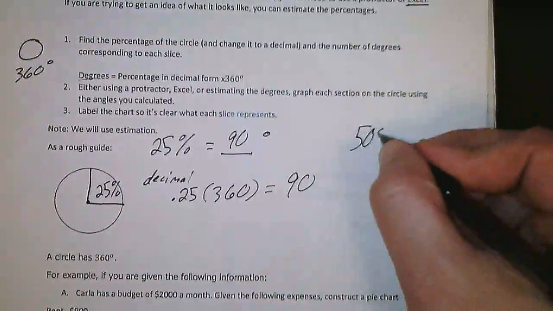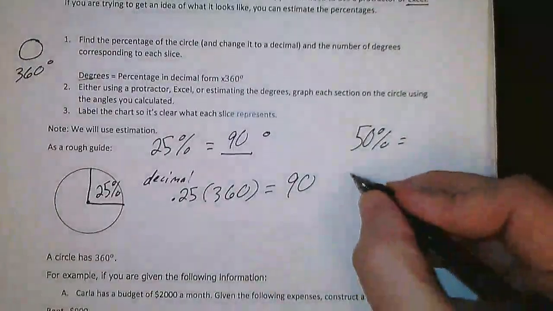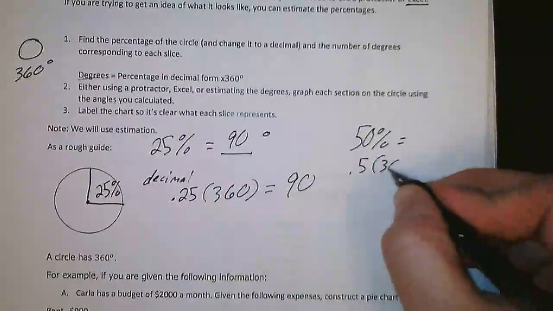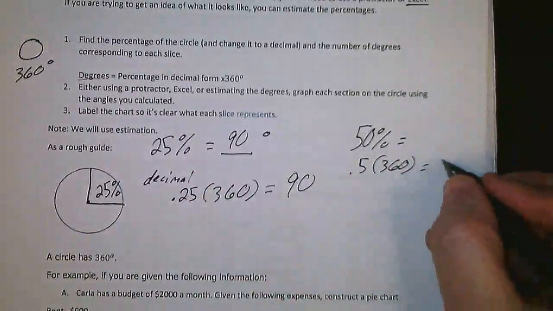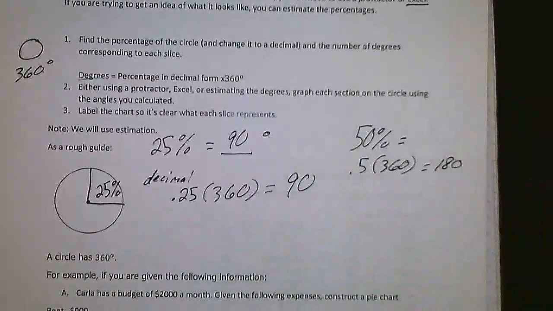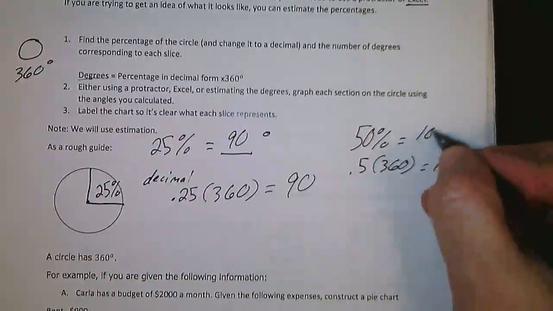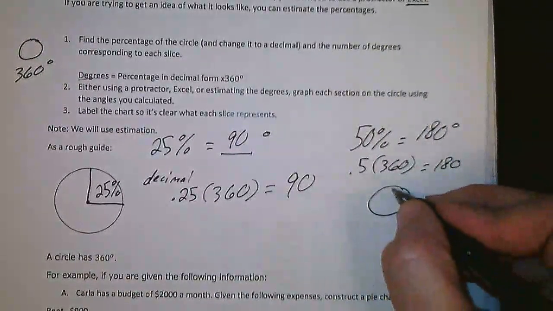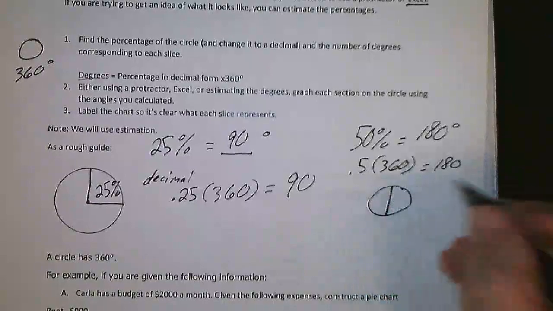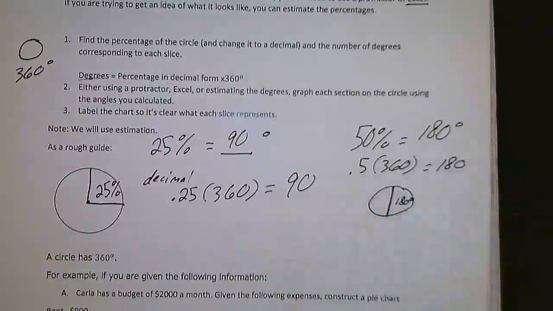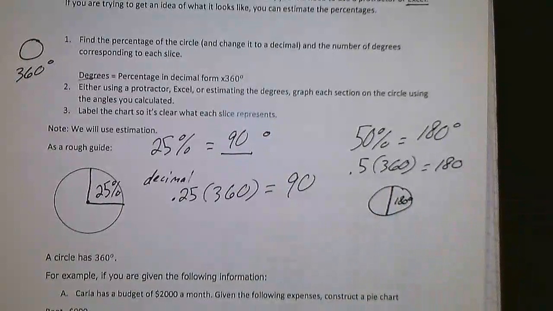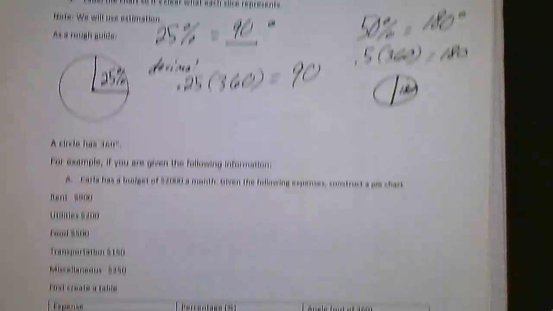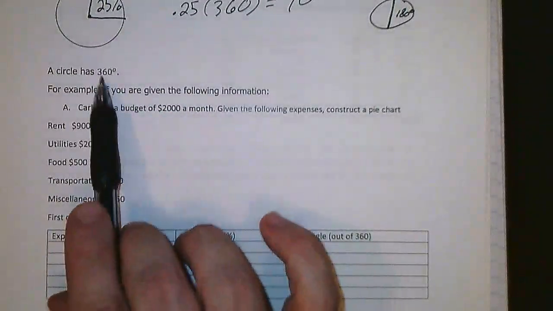What about 50%? We could take 0.5 and multiply that by 360, and we would get 180. So 50% of a circle is 180 degrees. I'll just freehand this. If I have a circle and we cut it down the middle, we have 180 degrees in both halves. So let's look at our first example. Again, a circle has 360 degrees.